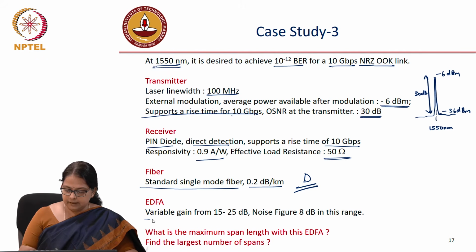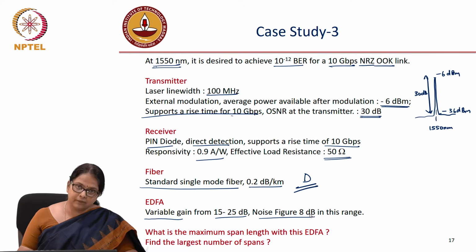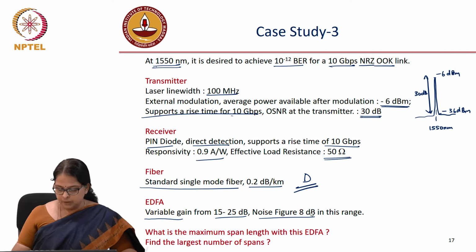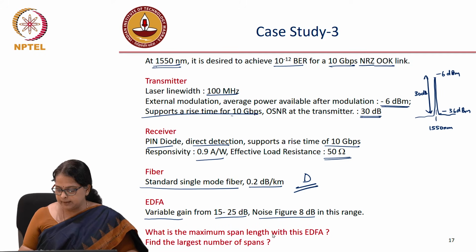There is an EDFA available with a variable gain from 15 to 25 dB. The noise figure is 8 dB in this range. So we are now worried about the EDFA noise figure. The question is, what is the maximum span length, and find the number of spans with this EDFA.